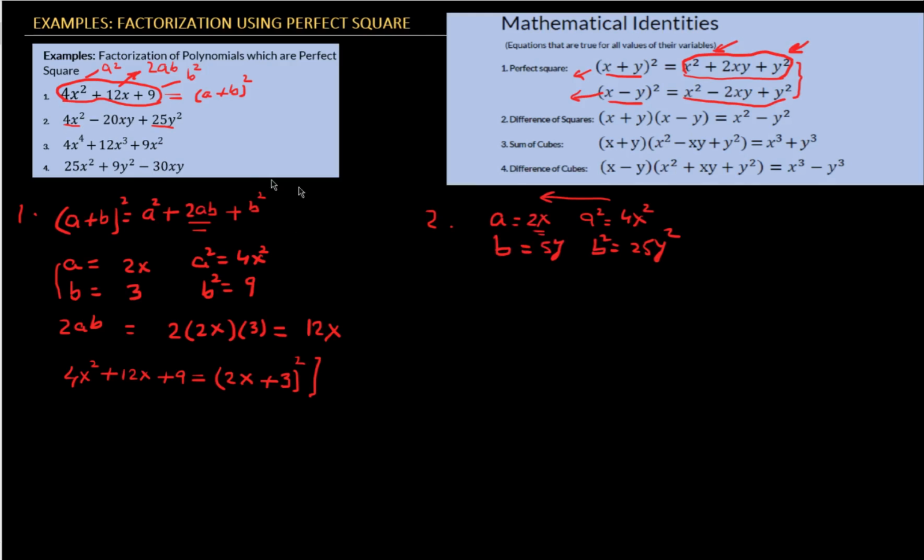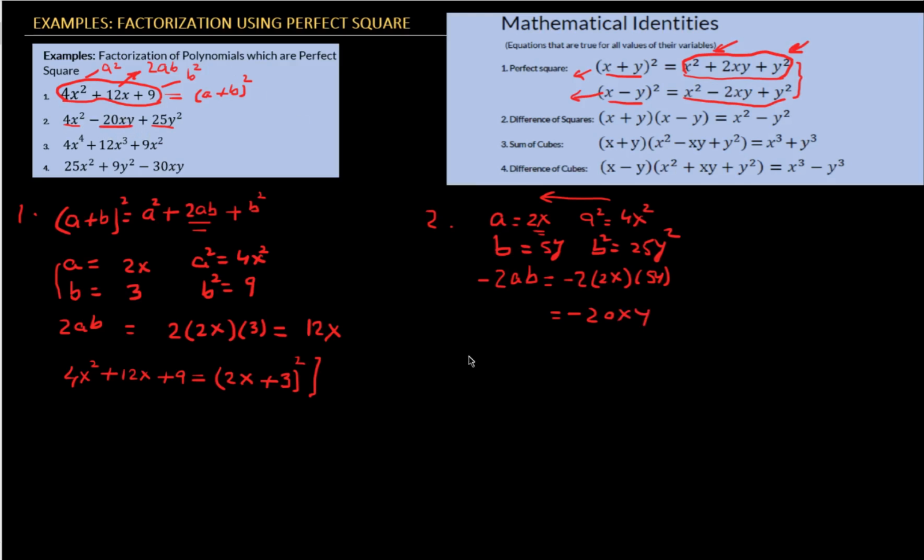Now the middle term will decide. So what is the value of 2ab? 2 multiplied by 2x multiplied by 5y, or you can say minus 2ab. So minus 2ab. 5 into 2, 10 into 2, 20xy. So minus 20xy, which is our middle term.